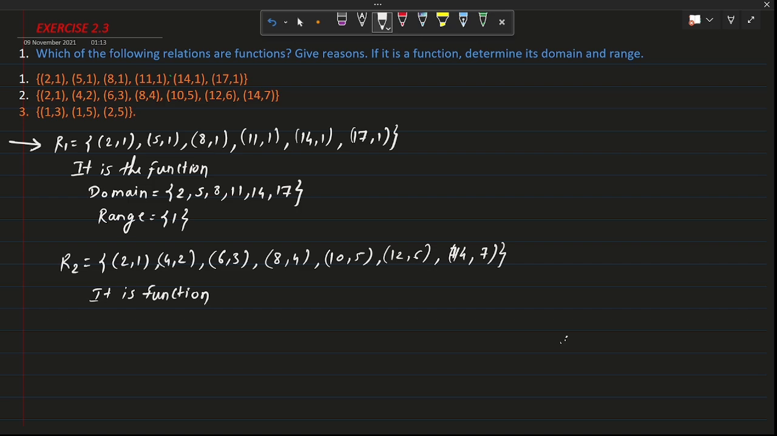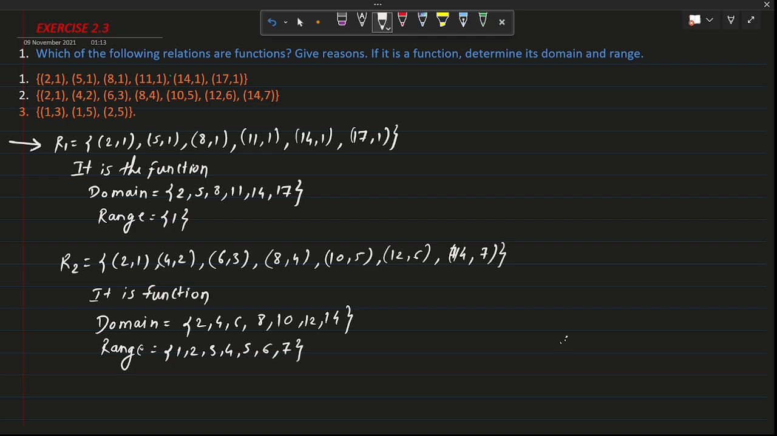and the domain is equal to 2, 4, 6, 8, 10, 12 and 14, and the range of the function is equal to 1, 2, 3, 4, 5, 6 and 7. So this is the range.